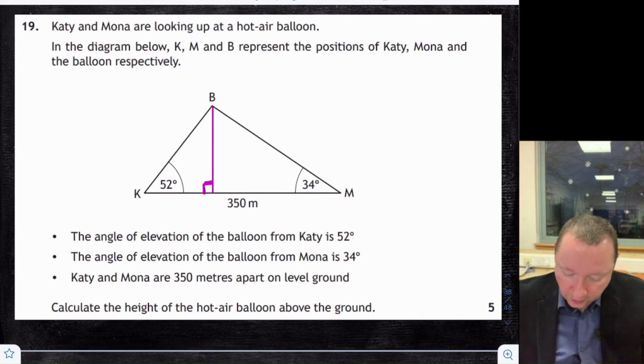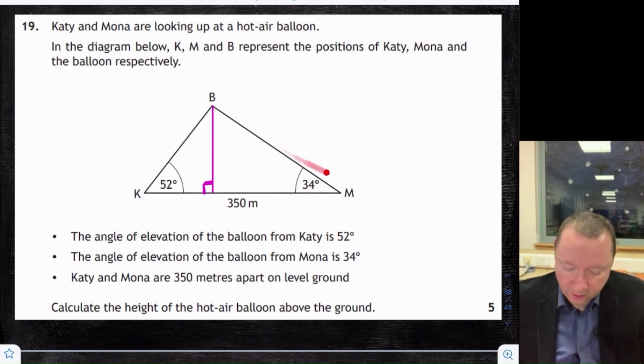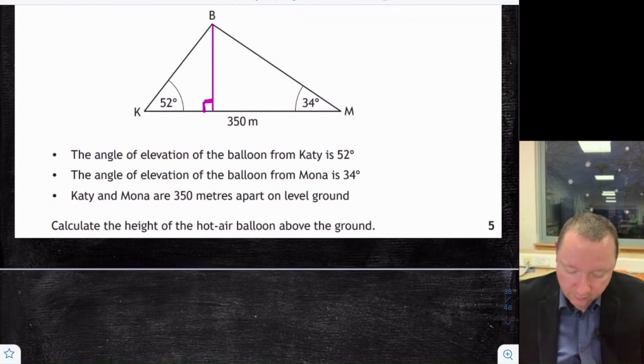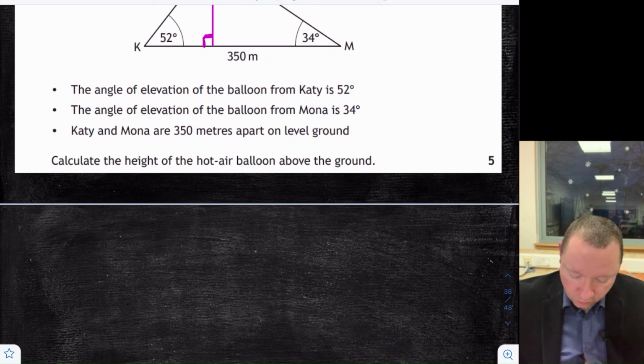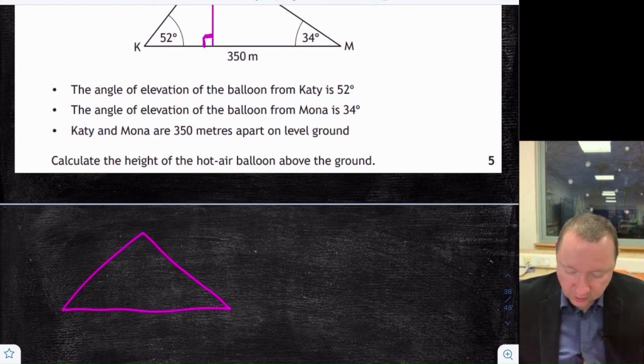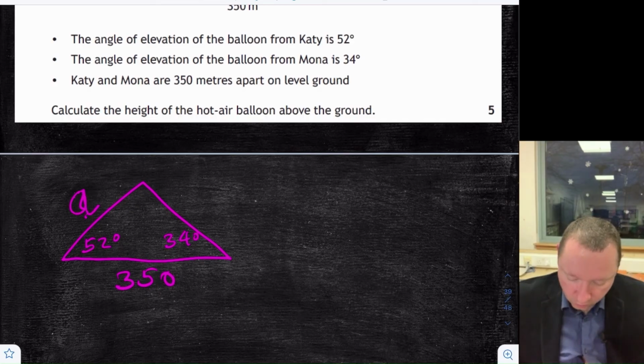I'm going to start off by using the whole triangle to get one of the sides. You can pick any one you want. I'm going to calculate this one, but you could go the other way and calculate this one. So let me draw a little diagram and take some notes. If I draw that without all the information, it's sometimes easier. You've got 350 down here, 34 degrees here, 52 degrees here, and I want to calculate this side here. I'll call that bit A.